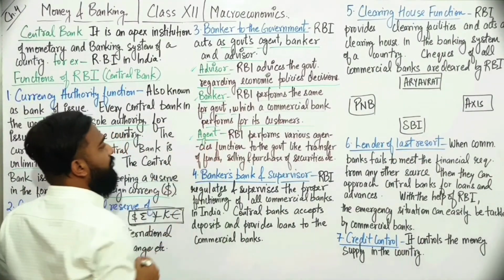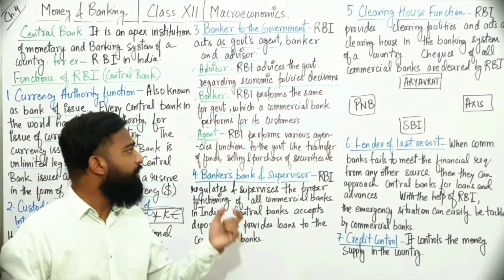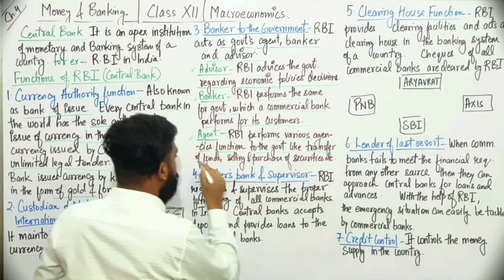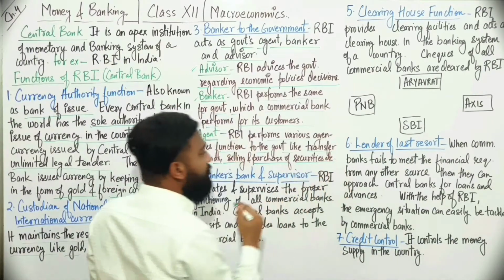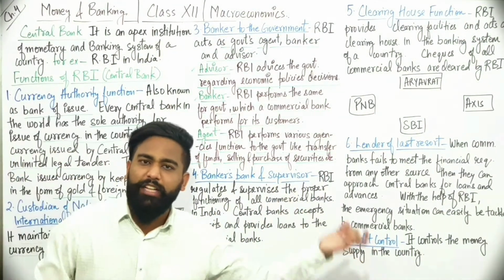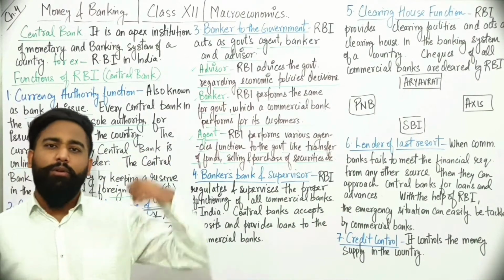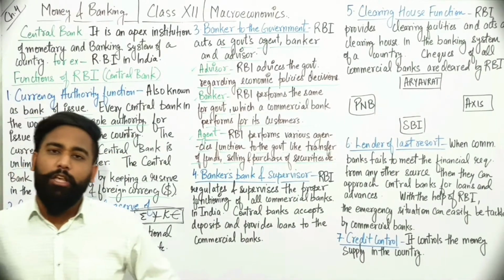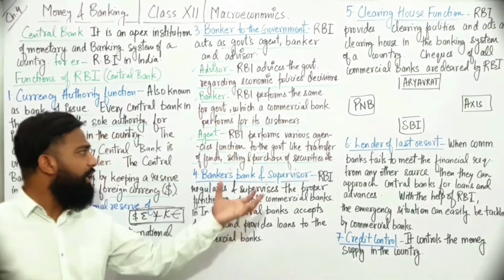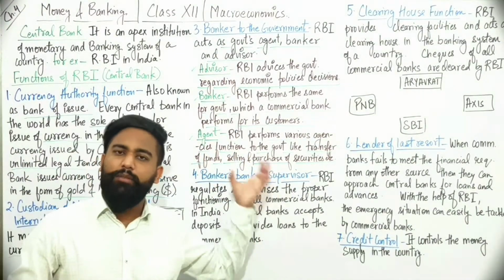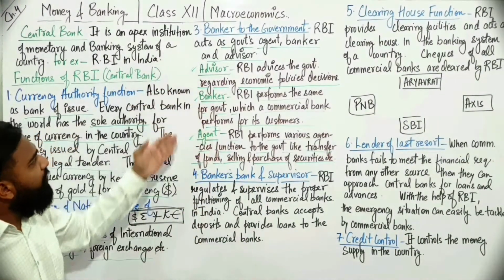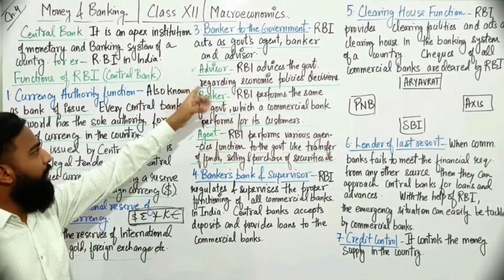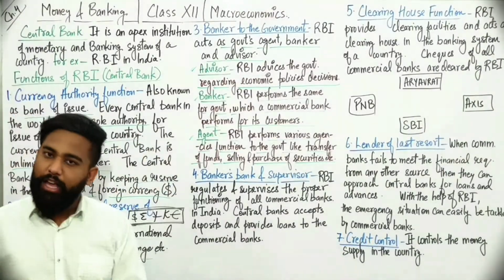Now, the third one, the agent. The agent function means the RBI performs various agency functions for the government, like transfer of funds and selling and purchase of securities. The government also transfers its funds to different countries, to the central banks of other nations, and they purchase and sell securities for the government. So basically they act as an agent also. They perform some agency functions. So those are the three functions that the bank performs for the government: advisor, banker and agent.